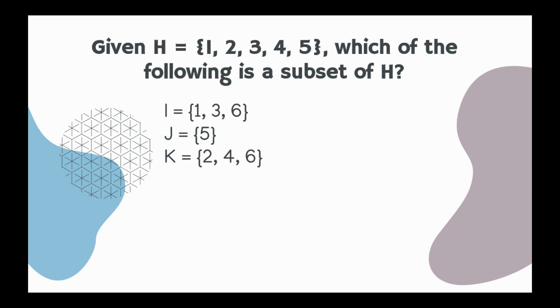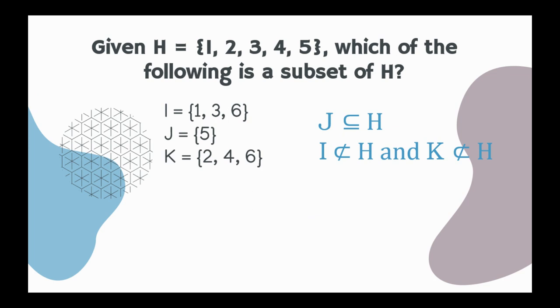Given H is the set of numbers 1, 2, 3, 4, and 5, which of the following is a subset of H? Now remember, a subset has to be contained completely within that set. So I is not a subset because 6 is not contained in H, okay? J is a subset because 5 is contained in H. K is not a subset because, again, that pesky 6 is there and it's not part of H. So we would write that like this. J is a subset of H. I is not a subset of H, and K is not a subset of H, okay?